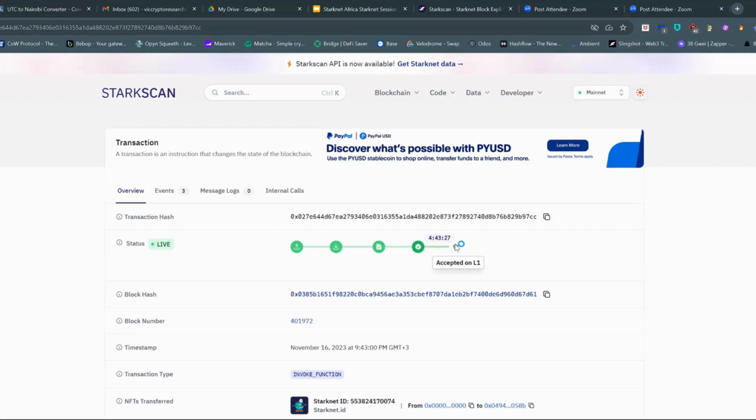When you're executing a transaction on Ethereum mainnet, you'll notice that I think the finality time is around 12 minutes, but on Starknet, the finality arrives when the transaction is finally accepted on layer 1.